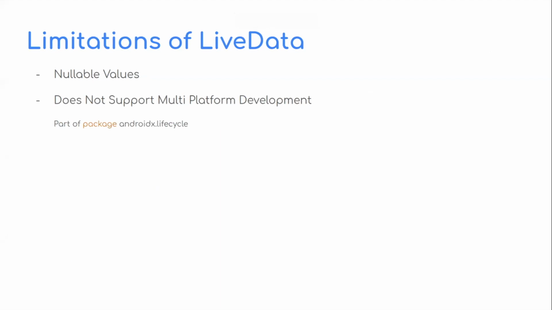We have been using LiveData for a while, but LiveData comes with some limitations. For example, we have nullable values in LiveData. Even if you create a LiveData and instantiate it with a value, we must always do a null check on that LiveData, even if we know we do not have a null value.